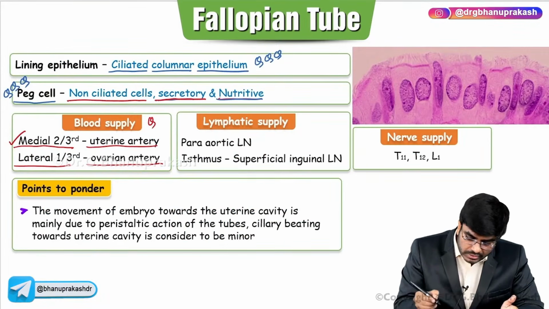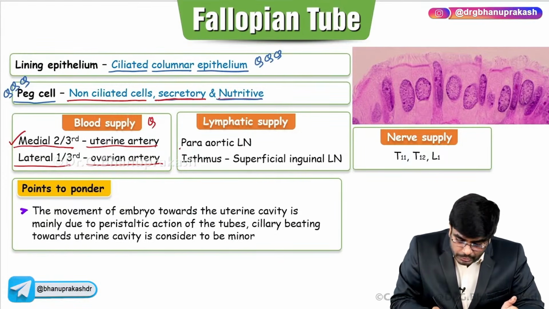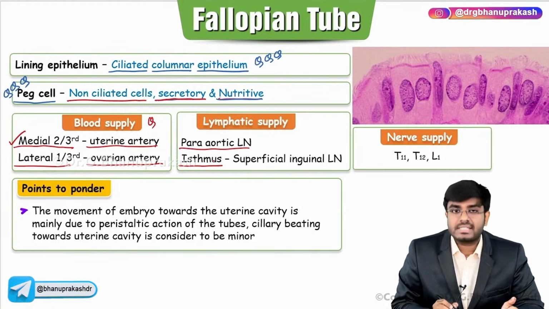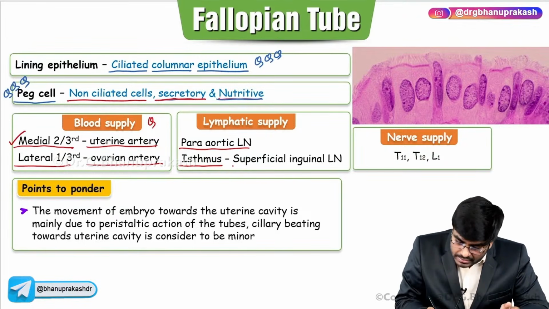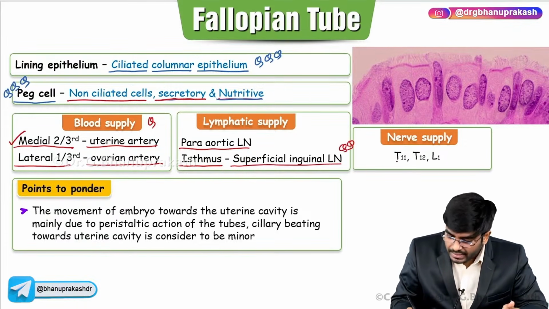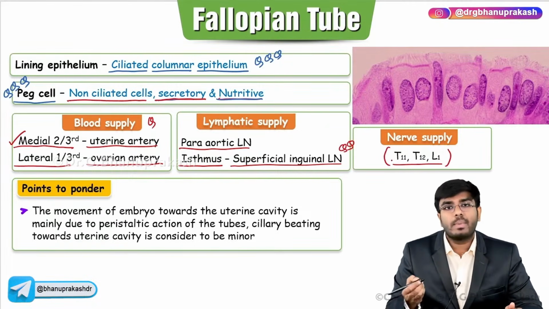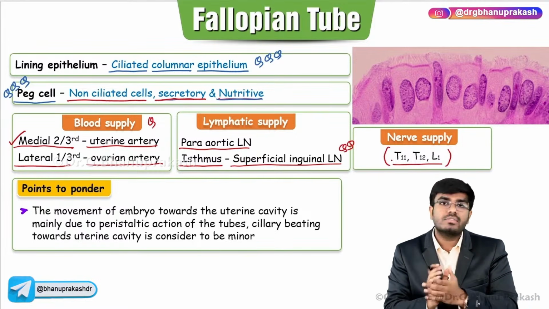Now, what about the lymphatic supply? The lymph is draining into para-aortic lymph nodes, but especially from the isthmus of the fallopian tube, the lymph is going into superficial inguinal lymph nodes. And the nerve supply is from T11, T12 and L1 spinal nerves, thoracic and lumbar 1. So this is the blood supply, lymphatic drainage and the nerve supply.